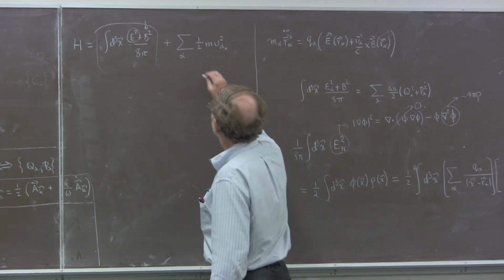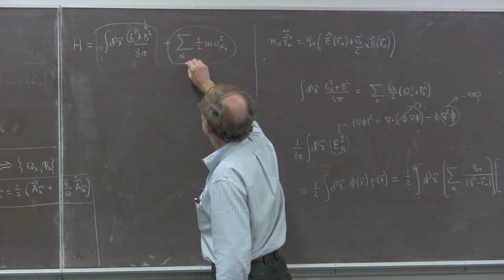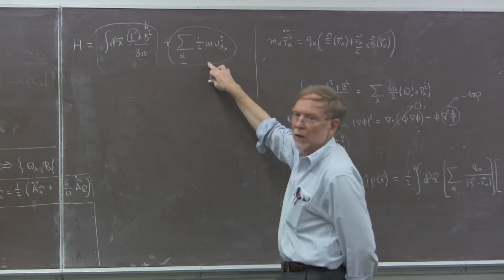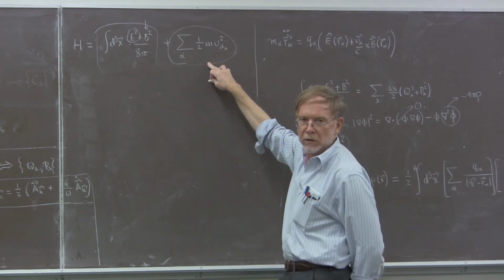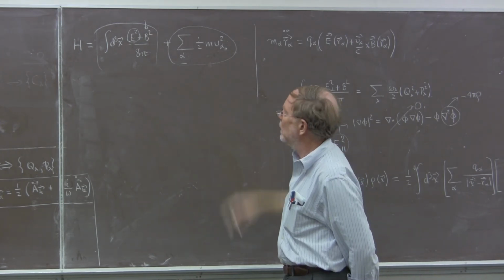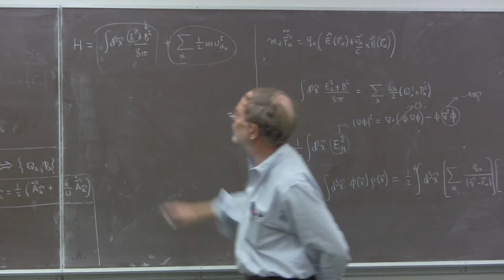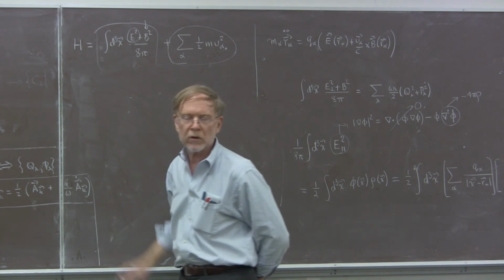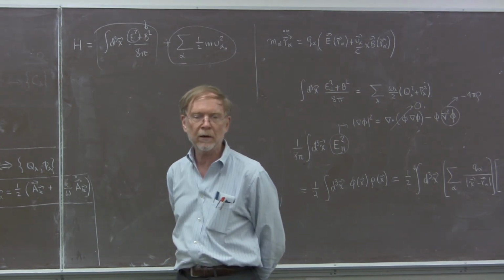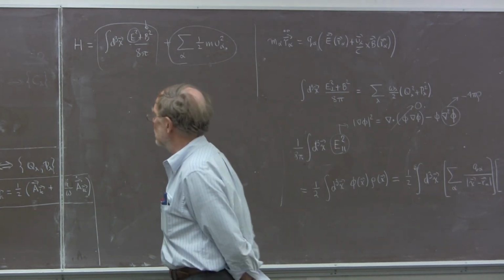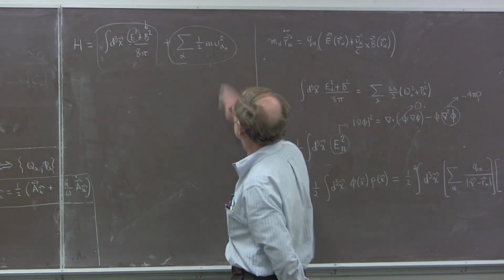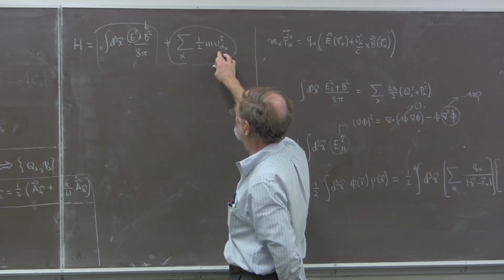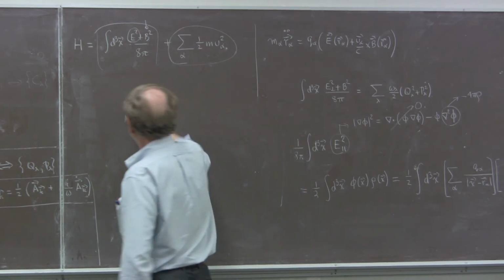And so now what about the kinetic energy? Here's the kinetic energy of the particles. There's nothing wrong with that, except for the fact that in the classical Hamiltonian description, Hamiltonians are supposed to be functions of momenta, not of velocities. And so what this suggests is that we need to express it in terms of the momenta. And what should the momenta be?